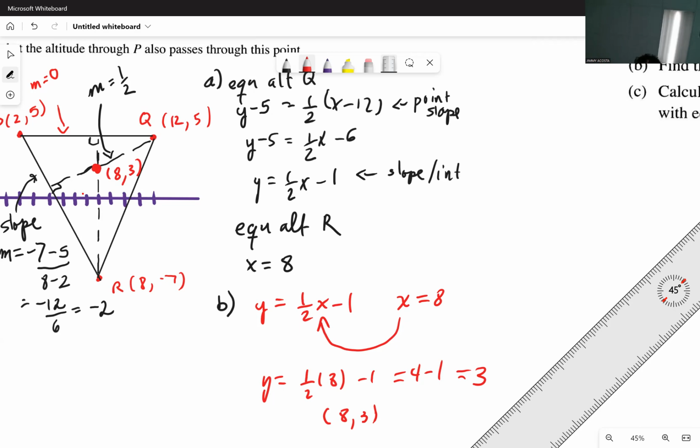Now it says here, part C, show that the altitude through P also passes through this point. So now they're making you do the altitude for P. Then you substitute 8 in the equation that you find, and it has to also be 8 comma 3. You have to get a 3. Therefore, you're showing that the altitude to P also passes through that point.